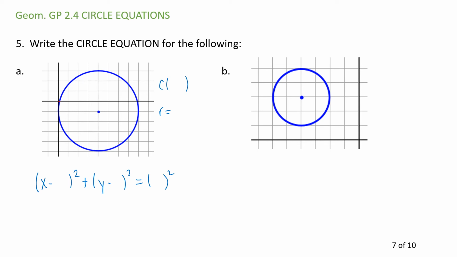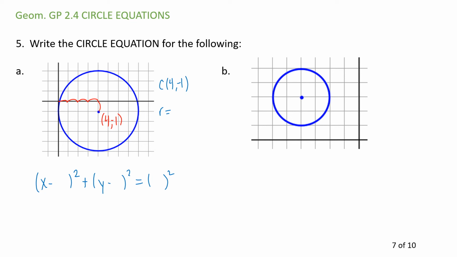From the origin, I count 1, 2, 3, 4, and down 1. Side to side, 4, down 1. The center is positive 4, negative 1. I can go ahead and plug those in, but I'm actually going to find the radius. The radius is a little trickier, but not really.